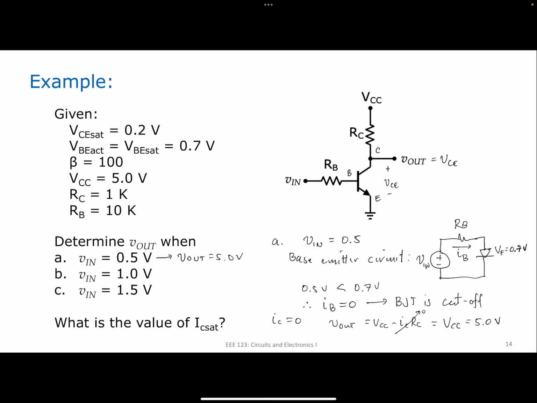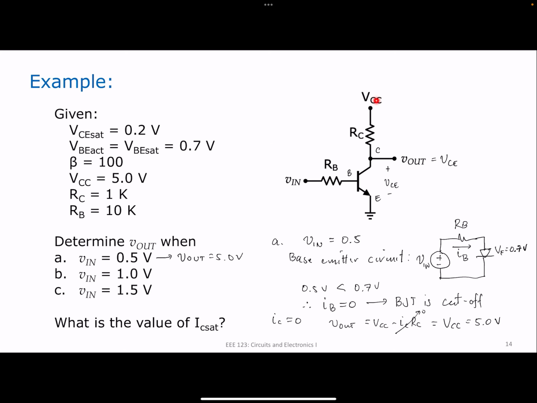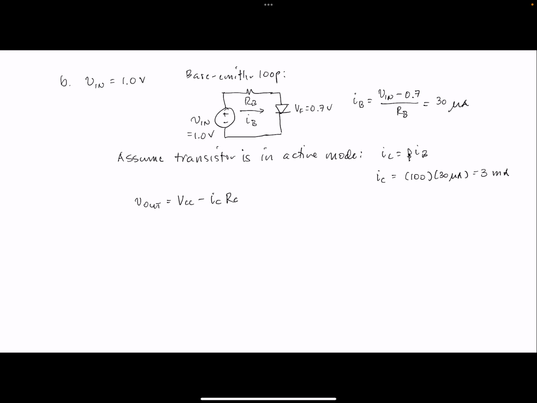So what is going to be V out? V out is going to be VCC minus IC times RC. VCC minus IC times RC is V out. So this is going to be 5 volts minus 3 mA times 1K. And I'm going to get 2 volts.